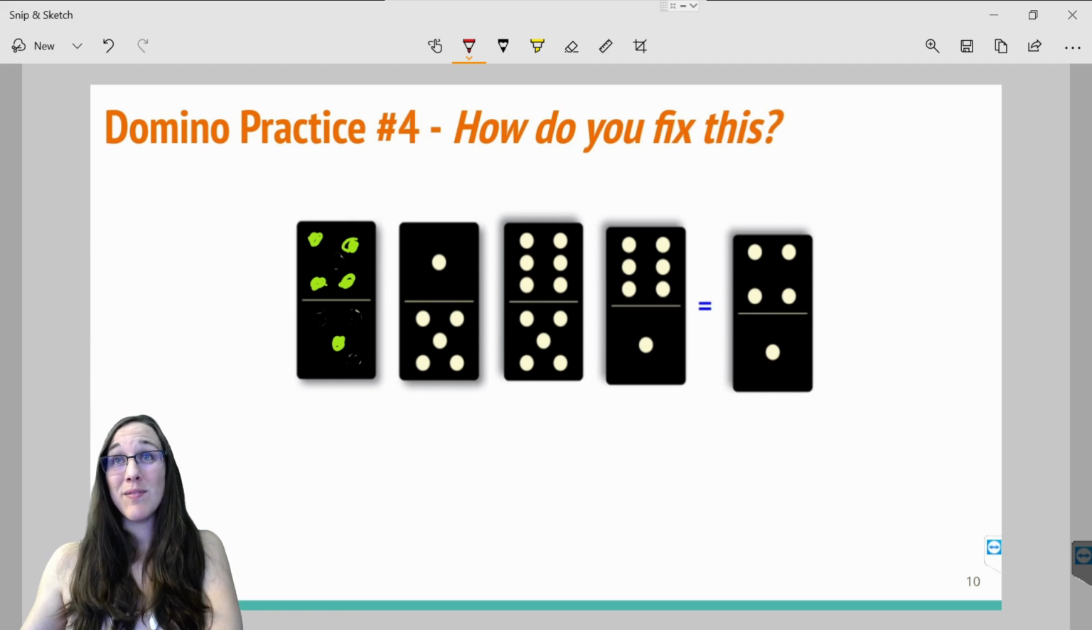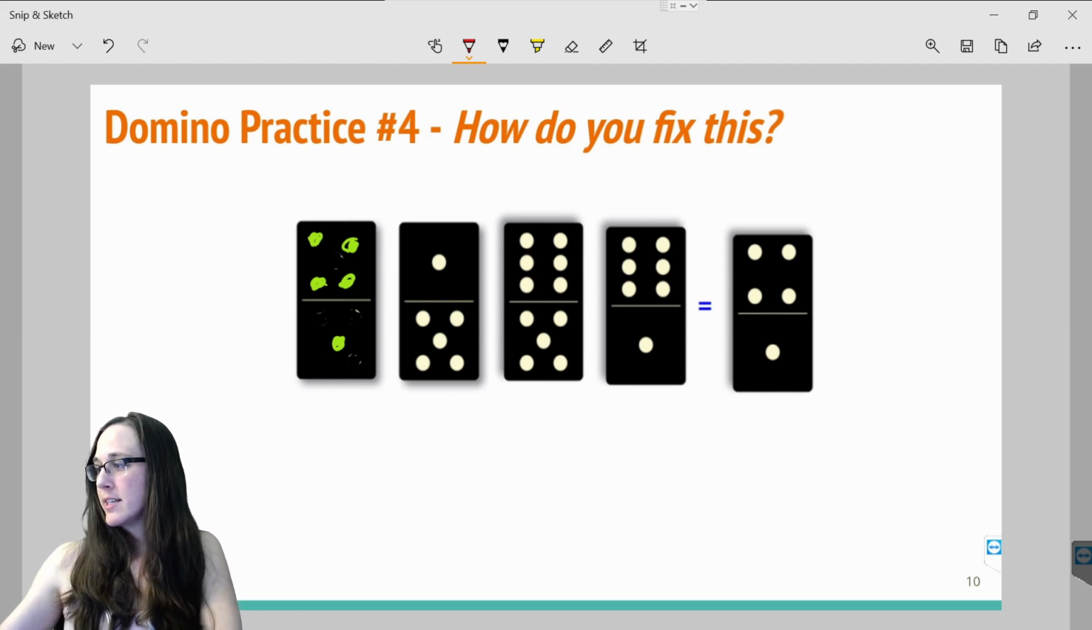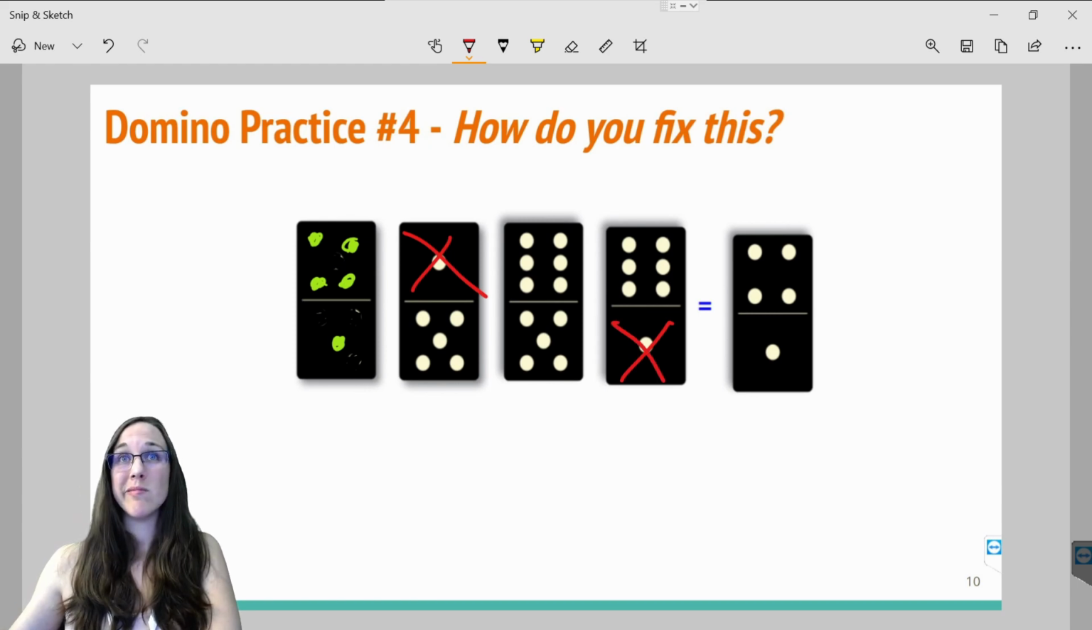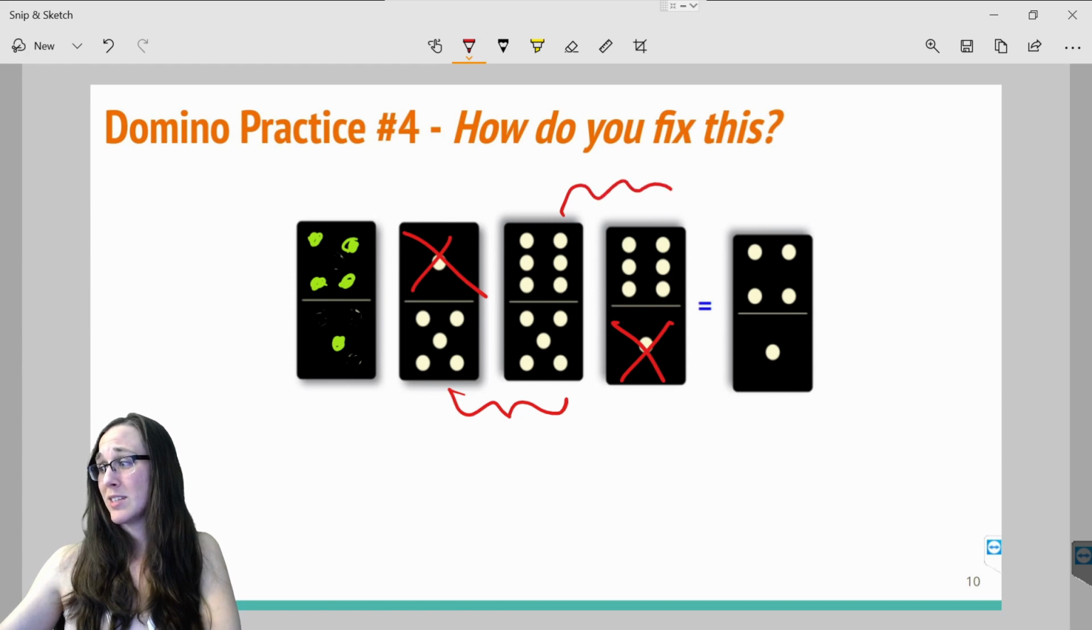Now let's see if that fixes all of our problems. We see that there's a 1 here that can cancel and a 1 here that can cancel. Uh-oh. Now we're still stuck with 2 5s on the bottom and 2 6s on top. Doesn't quite fix our problem yet. So we still need to flip one of these dominoes in order for everything to work out the way we want it to. The question is, which one do we flip?